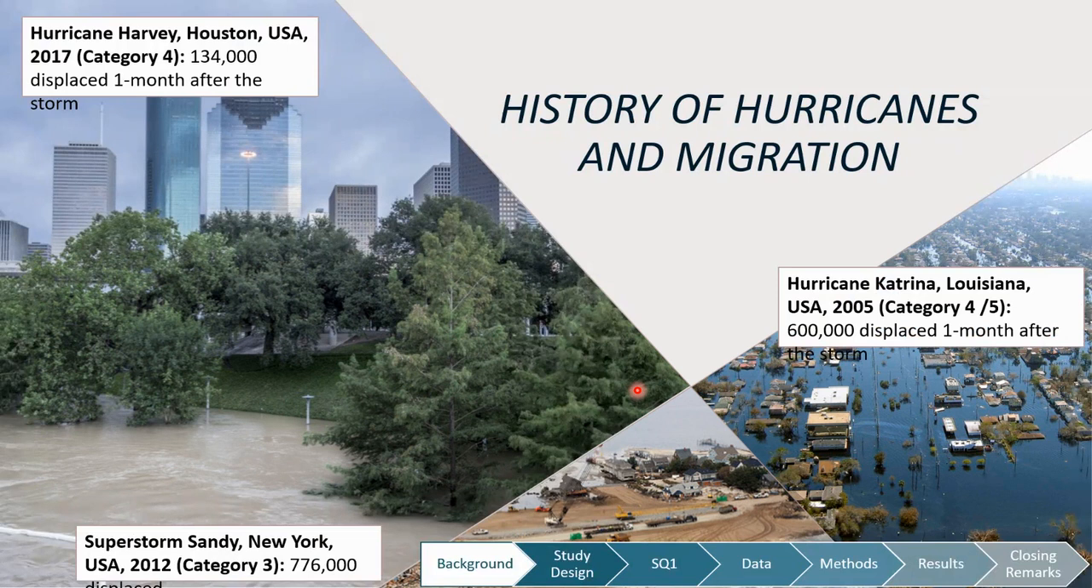And in these pictures, you can see the numbers, how many people actually displaced. So 600,000 in case of Katrina. We have 776,000 in case of Superstorm Sandy, and 134,000 in case of Harvey. So people are all moving around because of these huge hurricanes.